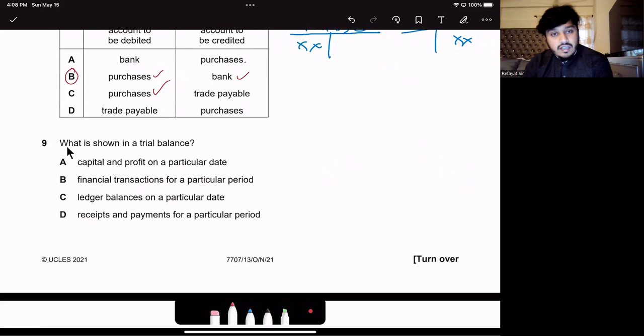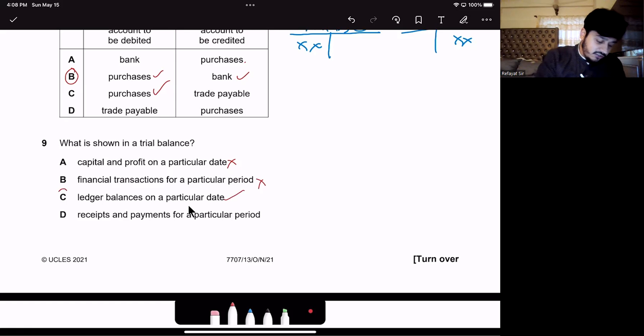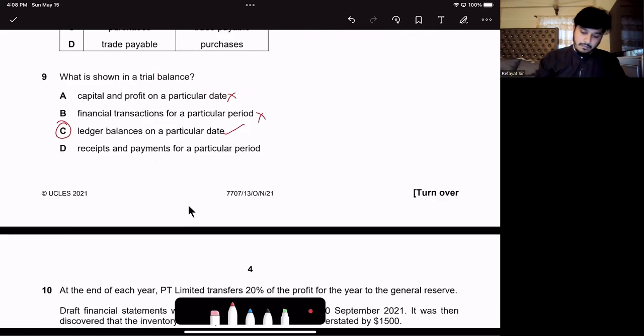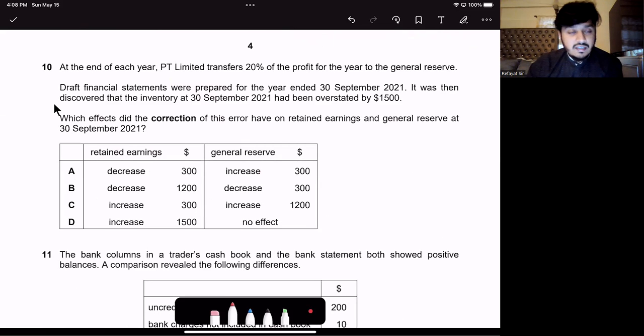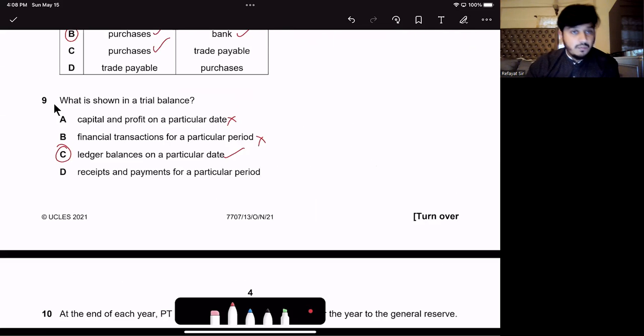Number 9, what is shown in a trial balance? Basically, what does a trial balance show? Capital and profit at a particular date? No. Financial transactions for a particular period? No, it doesn't show any transaction. A trial balance basically shows all the closing balances of all the accounts of a business at a particular date. Ledger balances on a particular date. That's what I just said. C is the answer. Sorry, number 9 answer will be C.